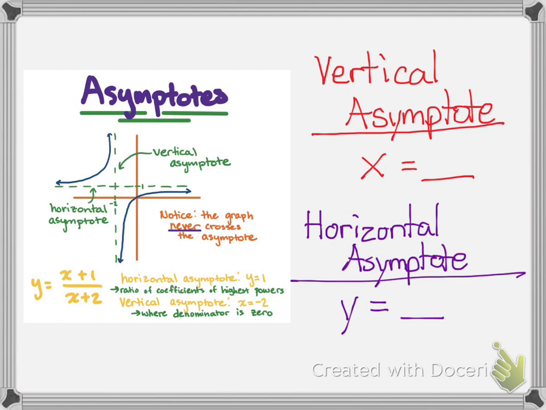So looking at this example right here, as you can see, my vertical asymptote goes through -2 on the x-axis. My horizontal asymptote goes through the number 1 on the y-axis. So every time you're writing the equation of a vertical asymptote, it's always x equals whatever number it equals. In this case, it's -2. Whenever you are writing the equation of a horizontal asymptote, it's always y equals whatever number it goes through. In this case, it's 1.